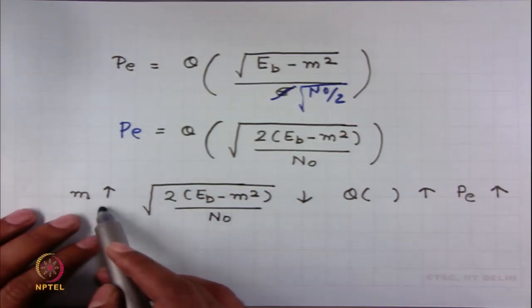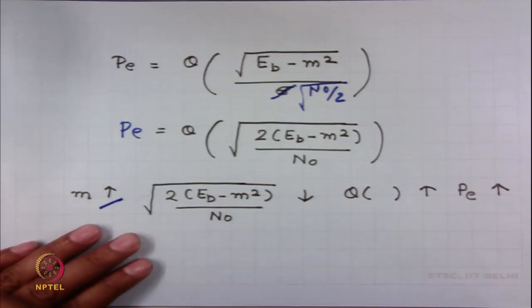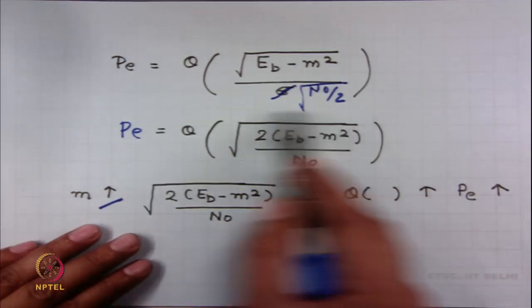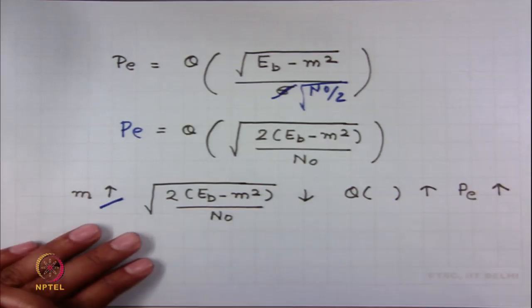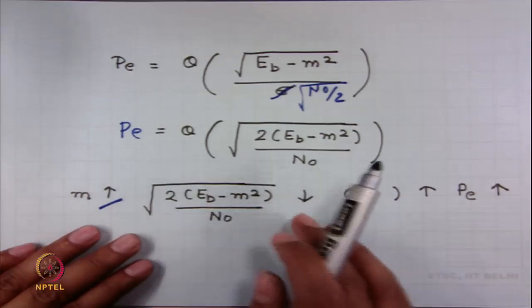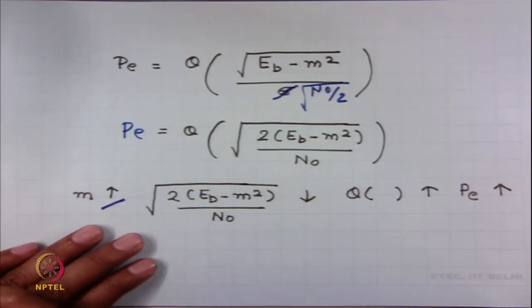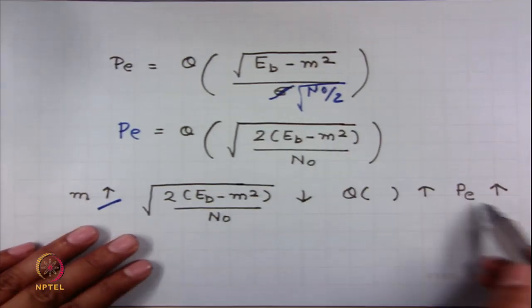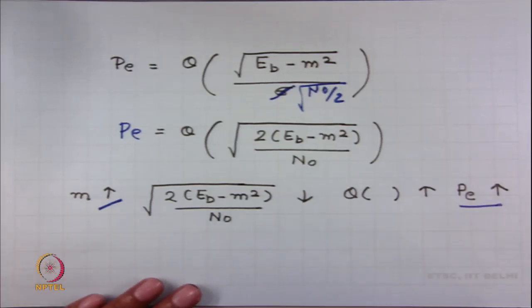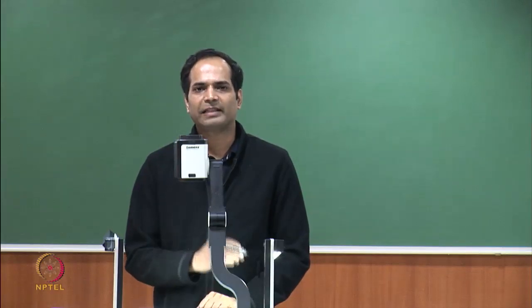So, what you see is when m increases, the argument of Q function decreases. When argument of Q function decreases, Q function's value increases, and thus probability of error increases, and thus the modulation schemes which have a certain mean have a poorer bit error rate performance for the same bit energy spent.